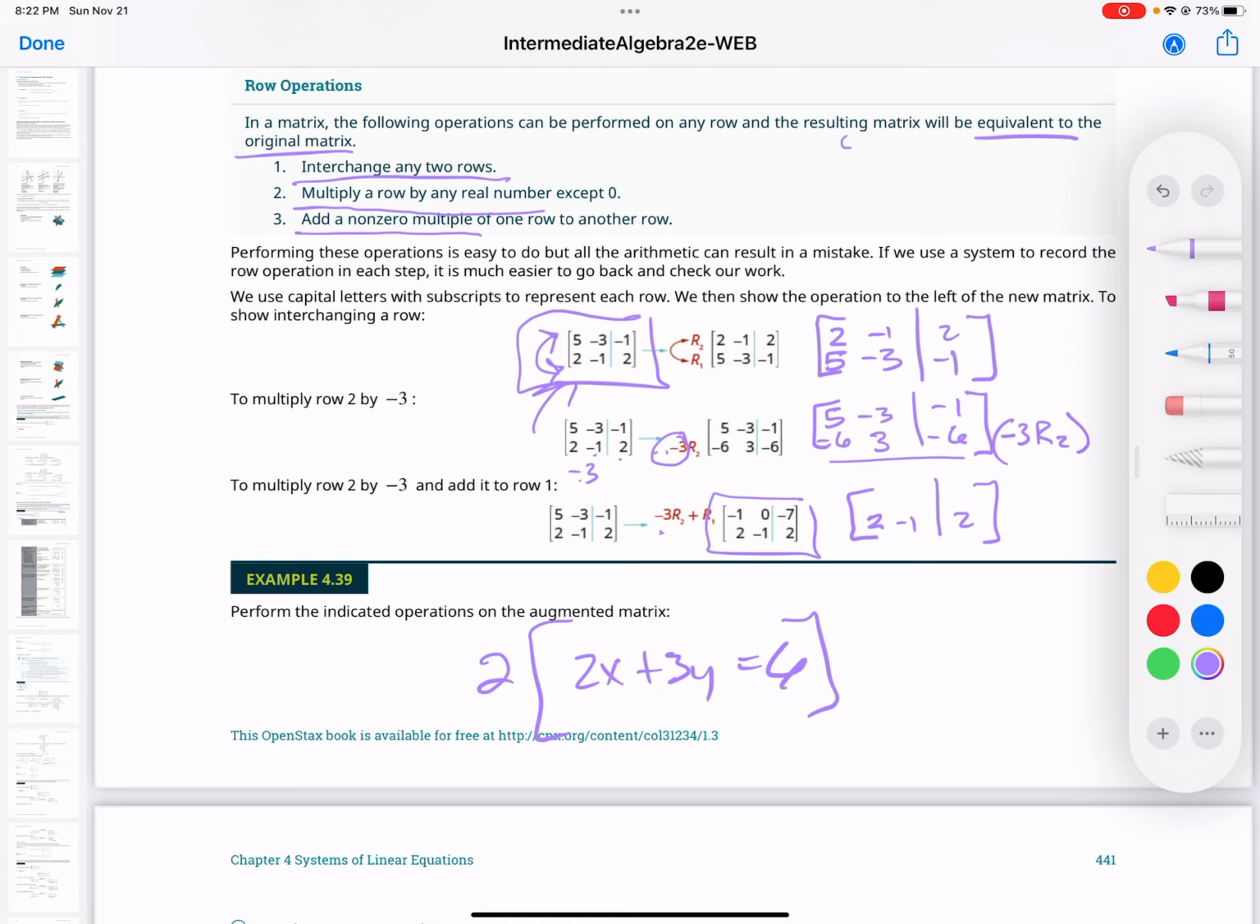So we've got a 5 plus a -6. That's going to leave us with a -1. We've got 3 plus a -3. That's going to leave us with a 0. And then we've got a -6 plus a -1. So that's going to give us a -7. And then here we can say that we took -3 times row 2 plus row 1. It helps if you put it in the location where it is, so we'll put it on the upper line.